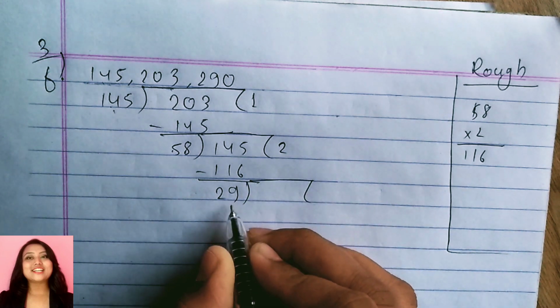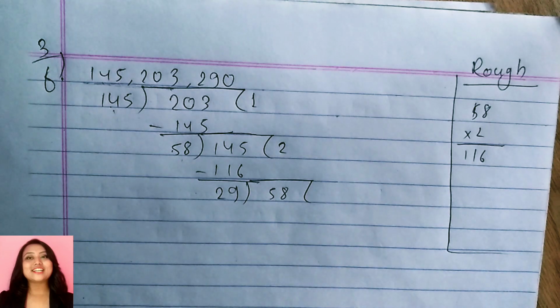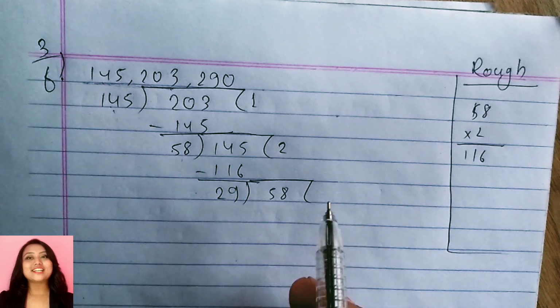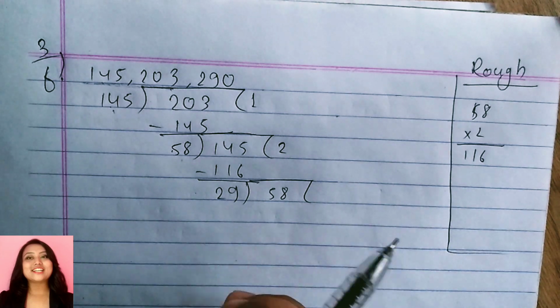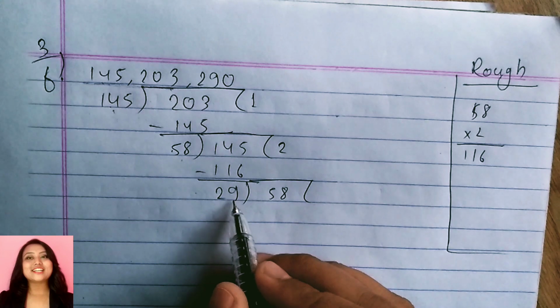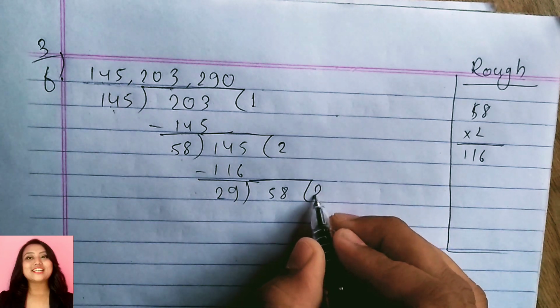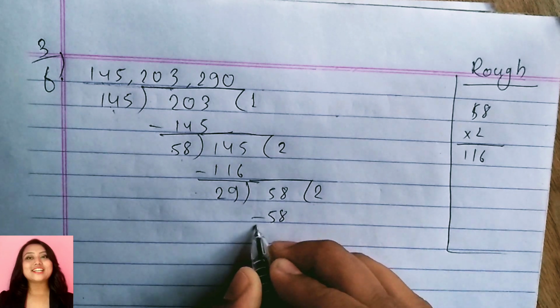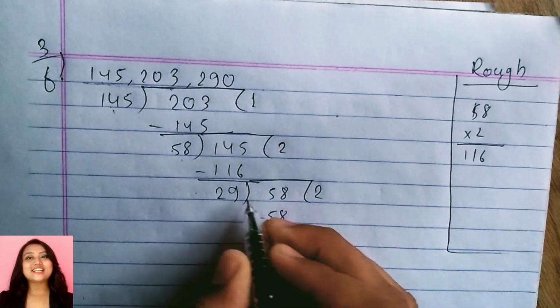Now 29 will again divide 58, the second divisor, and you should know that until and unless the remainder is 0, your answer is not correct. Every time the remainder should be 0 at last. How many times does 29 go into 58? 29 twos are 58, minus, 0. So finally the remainder is 0.